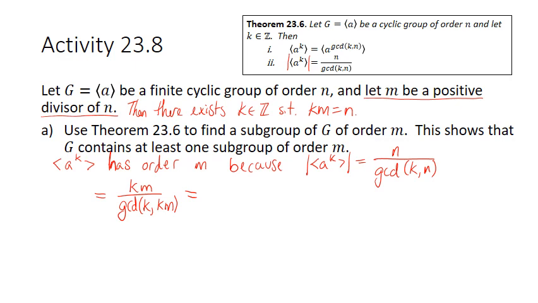So what is the GCD of a number and another number that's a multiple of it? Whenever you have a number like k and another number that's a multiple of it, like km, the GCD between those two numbers is just going to be k. It's just like between 2 and 8. 8 is a multiple of 2, and the GCD is just 2. And that's always the case when one of the numbers divides the other. So this is going to be km over k, which is just m. So the cyclic group generated by a to the k is going to have order m. So G will contain at least one subgroup of order m.